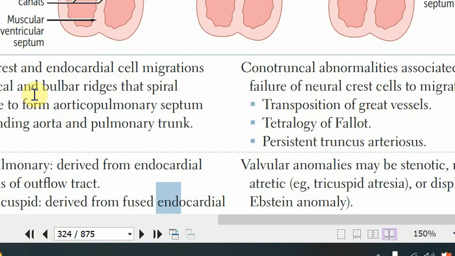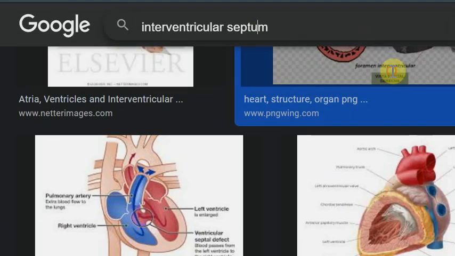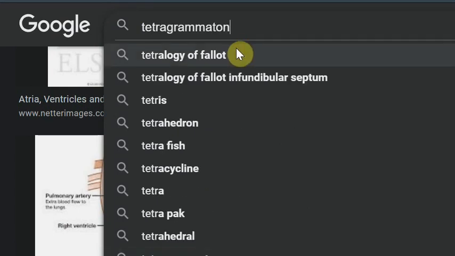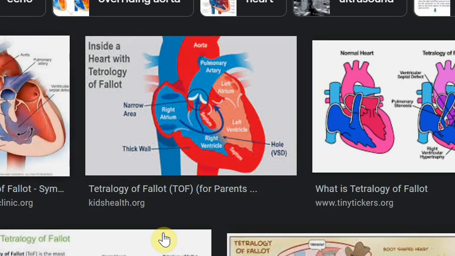Remember when we spoke about the transposition of the great vessels? It basically means that your aorta is coming out from your right ventricle, not the left ventricle, and the pulmonary trunk vice versa. Also, tetralogy of Fallot. I would like you to know two pathologies, not one: tetralogy of Fallot and pentalogy of Fallot. So tetralogy of Fallot goes something like this. You have tetralogy, it's number 4.